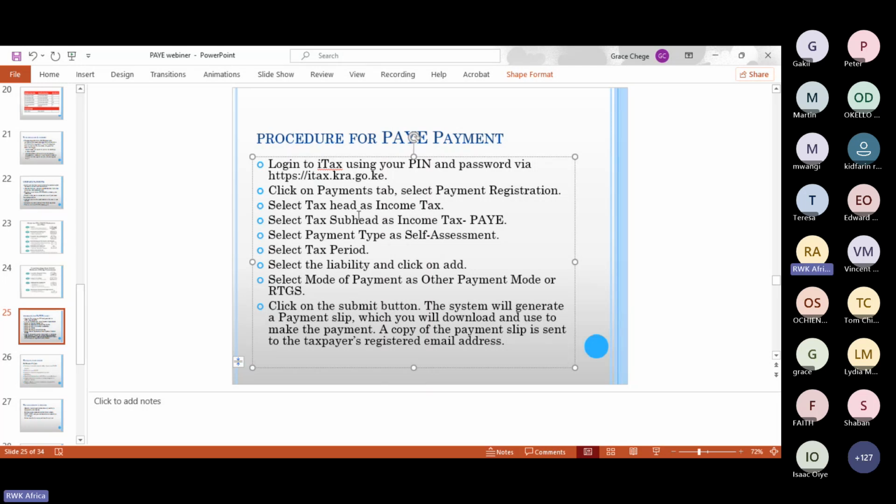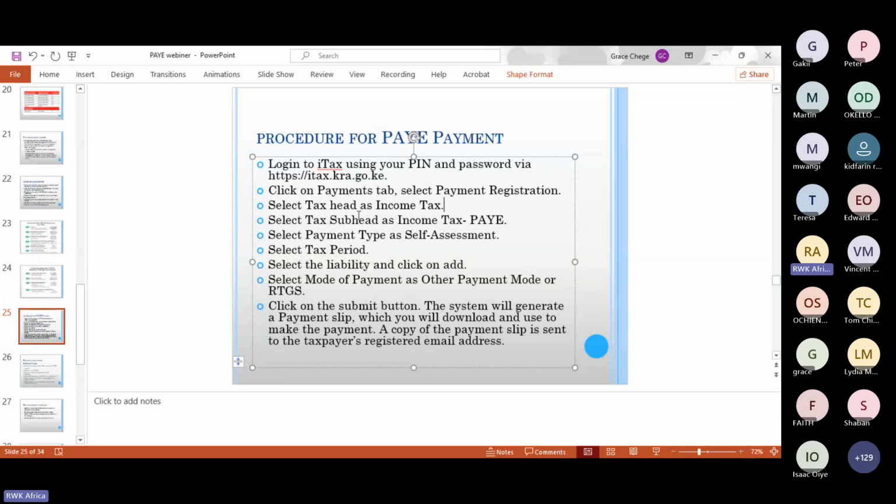So you'll go back to iTax, you'll select the payment registration, you'll select the tax head, which is income tax, the subhead as income tax pay. The payment type will be self-assessment, then you're going to select the period. Upon selecting the period, it's going to display the tax liability for that period. Then you will click on Add.